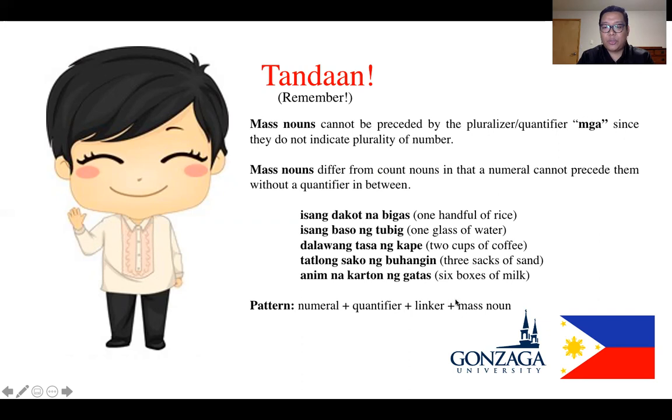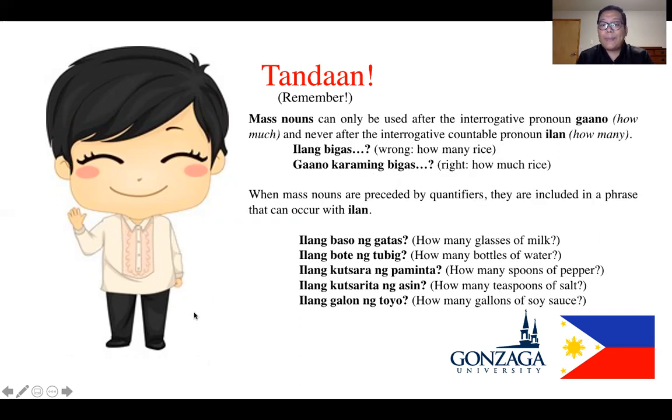And the last word should be the mass noun. Okay, so just remember the pattern so that you can easily follow how to structure mass nouns along with their quantifier and numeral. Okay? Now, mass nouns can only be used after the interrogative pronoun gaano, how much, and never after the interrogative countable pronoun ilan, or how many.